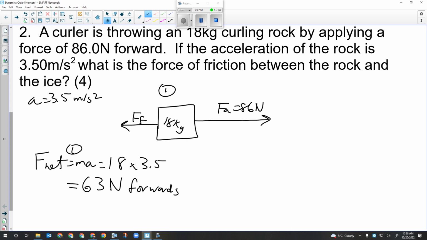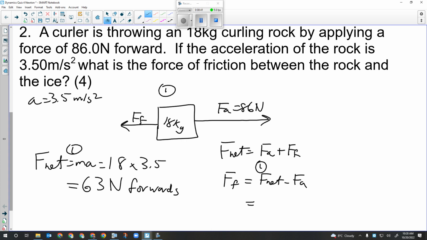Okay, what should I do next? Should it be your force of friction? Yeah, now I calculate force of friction using F net and your acceleration. Okay, I already did m times a. What's the other way? Sum of all forces. Okay. So F net equals the applied force plus the force of friction. I'm trying to find the force of friction, so force of friction equals F net minus the applied force. Give them a mark for their sum of all forces work.